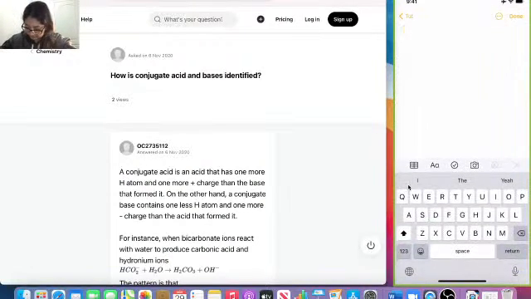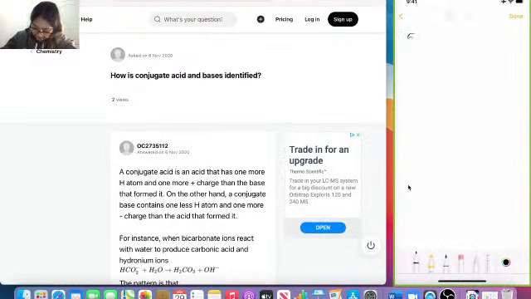Okay, so number 5. Next question says, how are conjugate acids and bases identified? So what you do here is, a conjugate acid has one or more H protons, H plus ions basically.